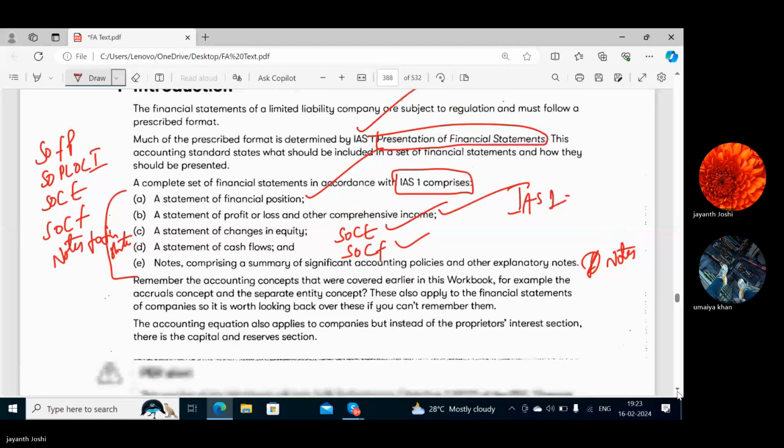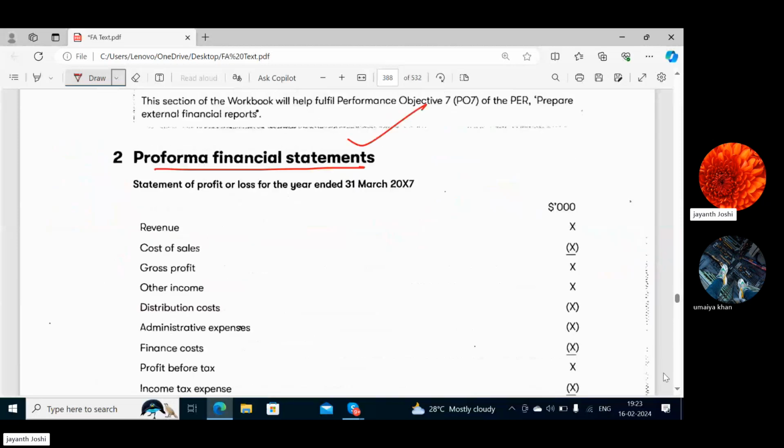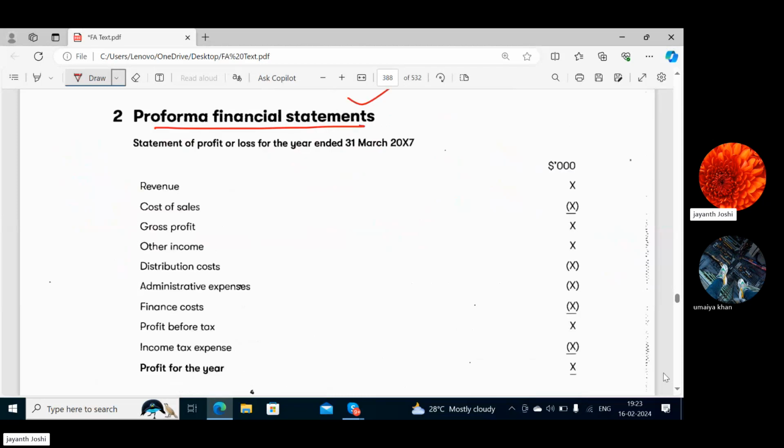This is the pro forma of financial statements. Already we have done the sole trader's statements, right? This is very much similar to the sole trader's financial statements. And then here we have SOPL, statement of profit or loss for the year ended 31st March 2007. They have given the pro forma or format of the statement of profit or loss. We start with revenue. Revenue is nothing but sales, and then we deduct cost of sales.